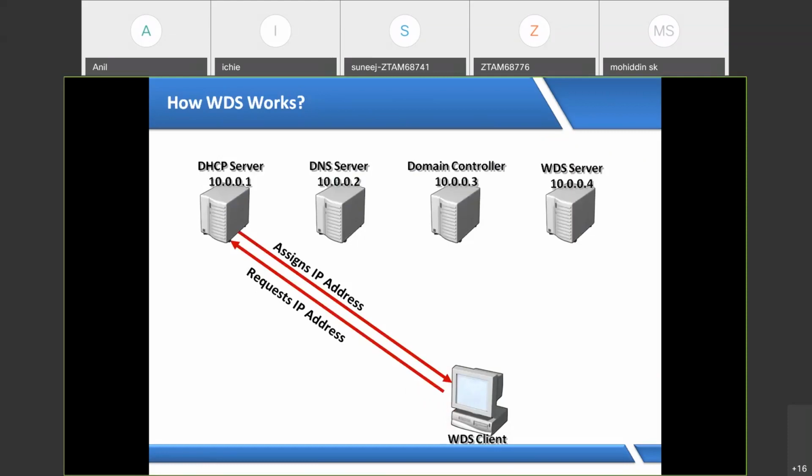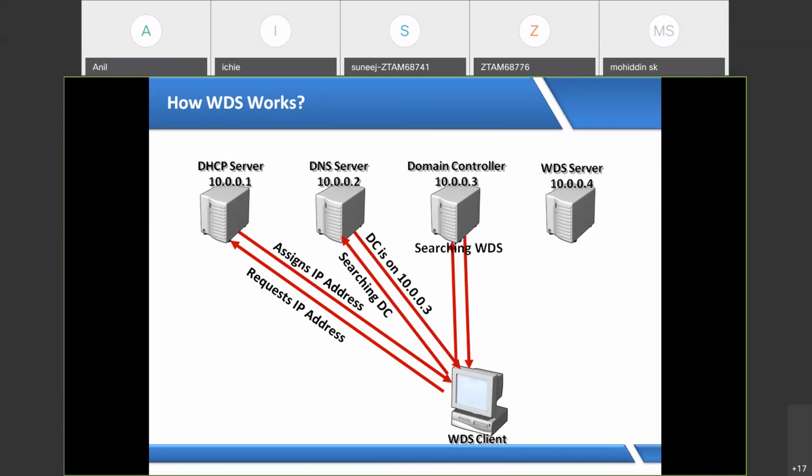Then, once the IP is assigned, it has to search for the WDS service. The searching is done with the help of the DNS server, because this WDS service will be installed along with the domain controller. So it needs to find where the domain controller is, and that search is done with the help of the DNS server. Now the DNS will give the information about the DC. Because the WDS service is a part of the domain, once it finds the domain, the domain controller will give the information of WDS. Now the OS will get deployed.